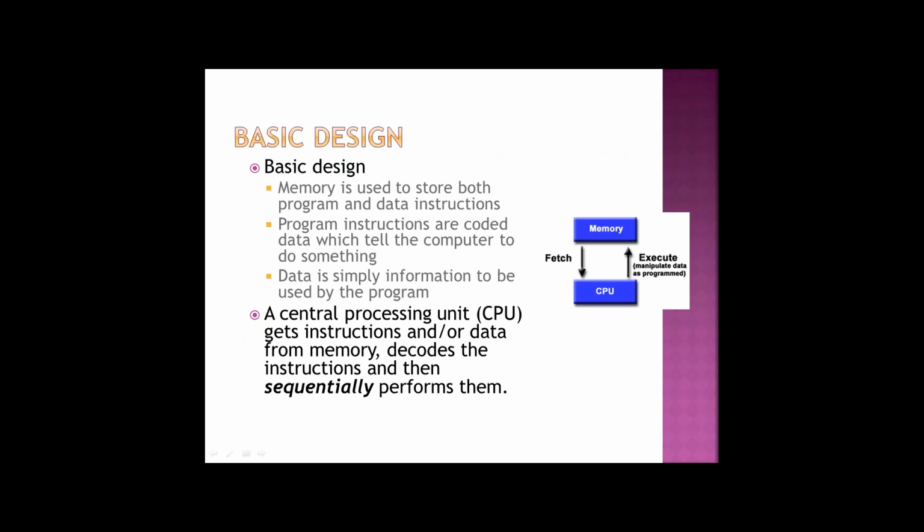Memory is used to store both the programs and the data. This is the memory that is used to store the program as well as the instructions. The program instructions are coded data which tell the computer to do something. Data is simply information to be used by the program. A CPU gets the information from the memory, decodes the instruction and then sequentially performs the operations.